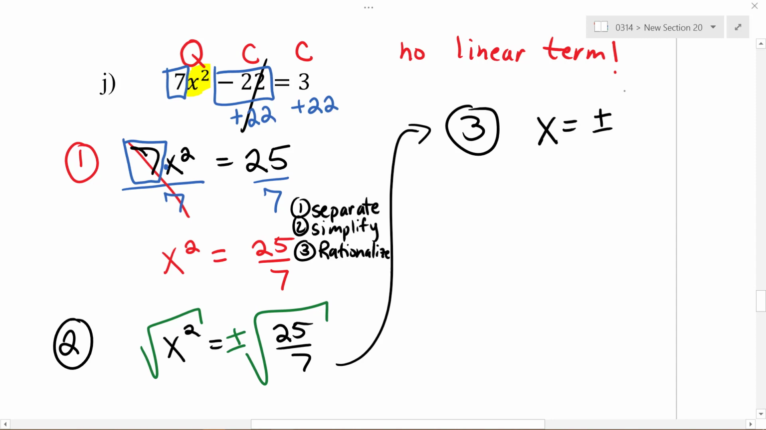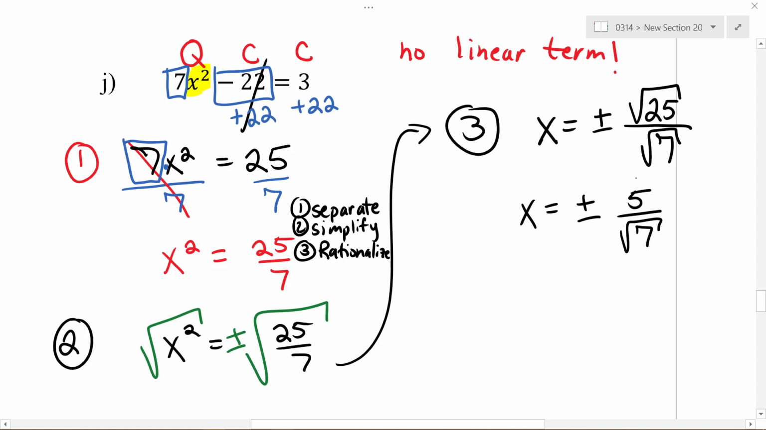Okay, so let's separate. We have the square root of the top, which is the square root of 25, divided by the square root of the bottom, which is 7. What about simplifying now? What's the square root of 25? Well, that's 5. 7 is prime, so I'm not going to be able to find 2 of a kind, so nothing's going to come out, so we just have the square root of 7. So we simplified the radicals as much as we can, bringing out any groups of 2.